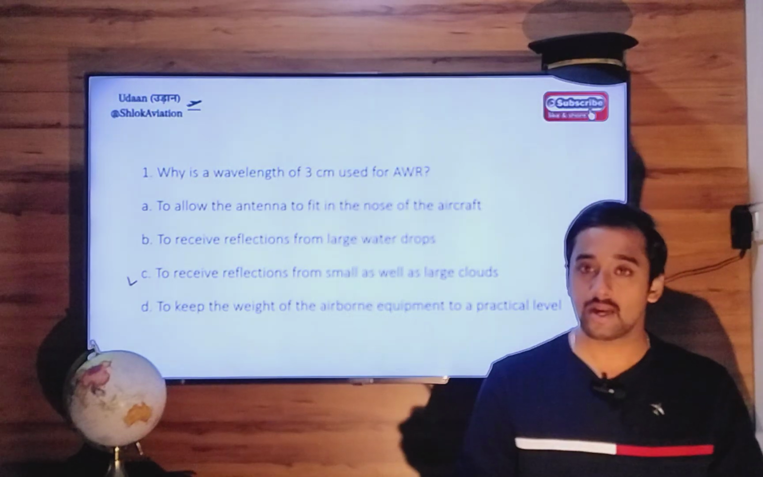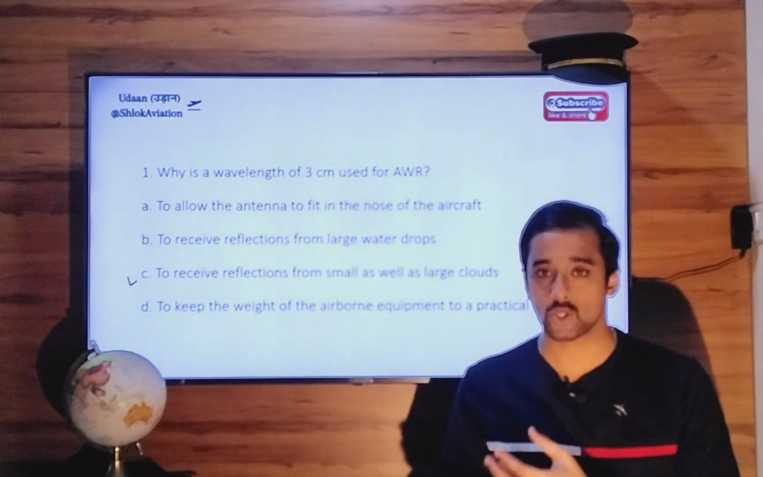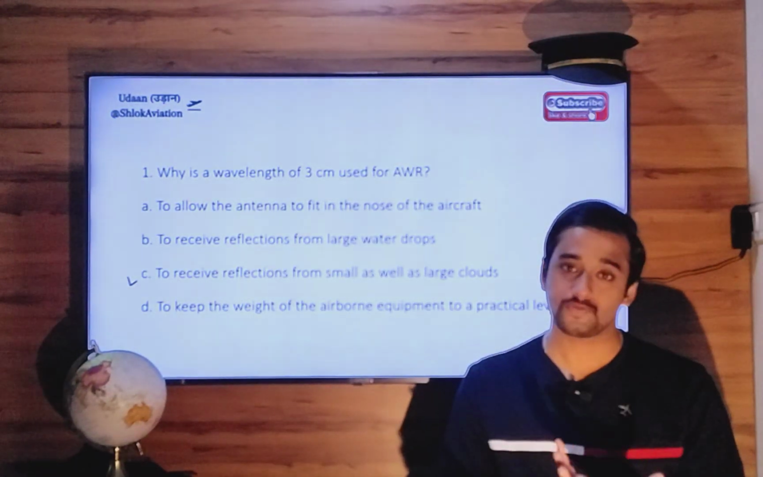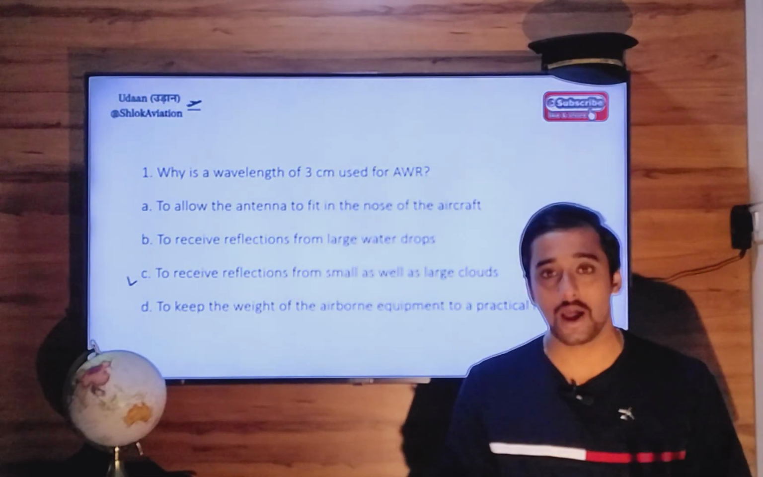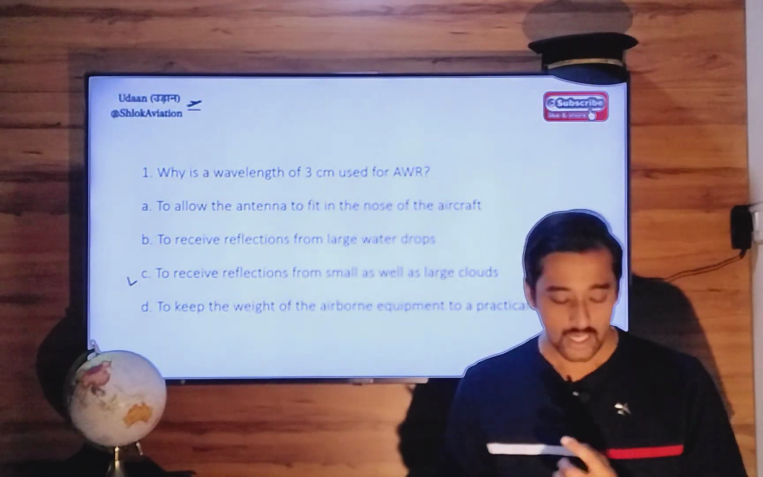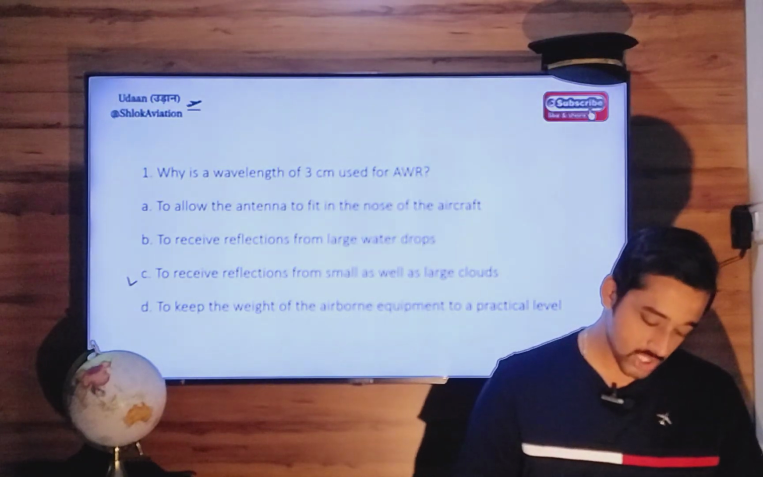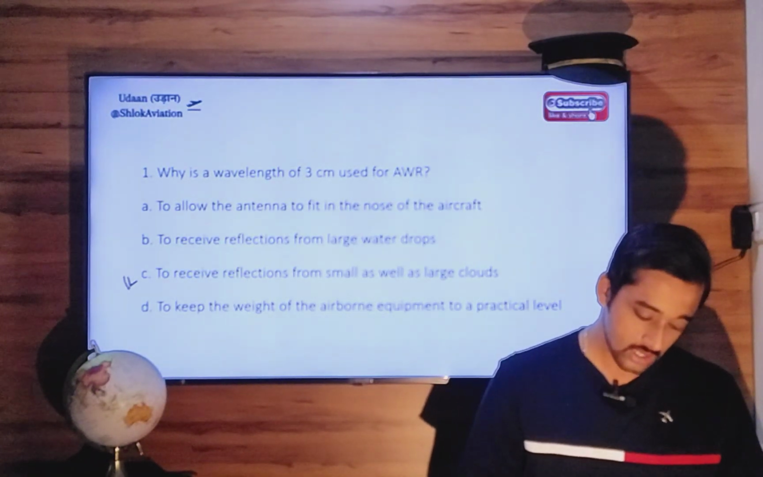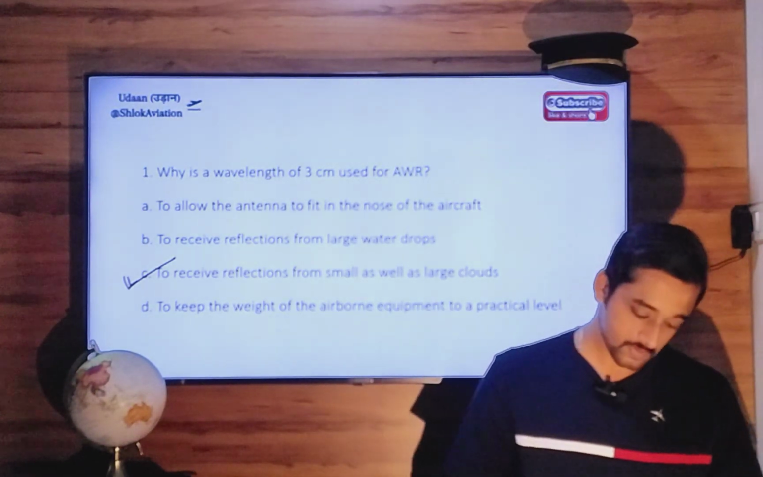Now a 3 centimeter wavelength will enable reflections from large water droplets. These large water droplets may be situated in a small cloud or a large cloud, in a cumulus cloud, a cumulonimbus cloud. So the most appropriate answer here will be option number Charlie. Okay, to receive reflections from small as well as large clouds.